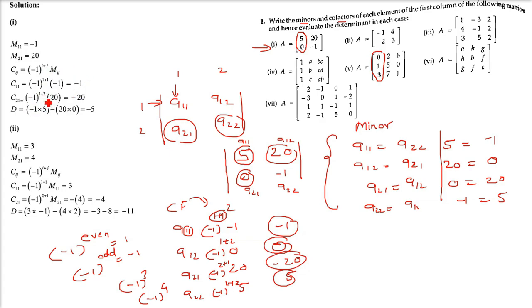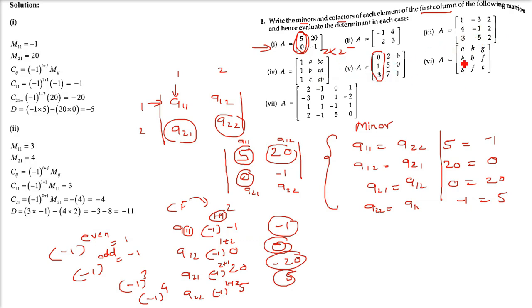In order to find the determinant in a 2 by 2, just multiply 5 with minus 1 and subtract the product of 20 and 0. This is 5 into minus 1 minus 20 into 0. The determinant will be like this. So negative 5 minus 0 is negative 5. So the determinant will be negative 5.